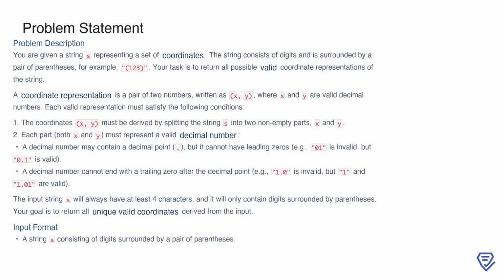Each part must satisfy certain rules to qualify as a valid decimal number. For instance, while a decimal point is allowed, the number cannot have leading zeros unless it is just 0, and trailing zeros after a decimal point are not permitted. Additionally, the input string will always have at least 4 characters, including the parentheses, and your goal is to return all unique valid coordinates derived from the string.